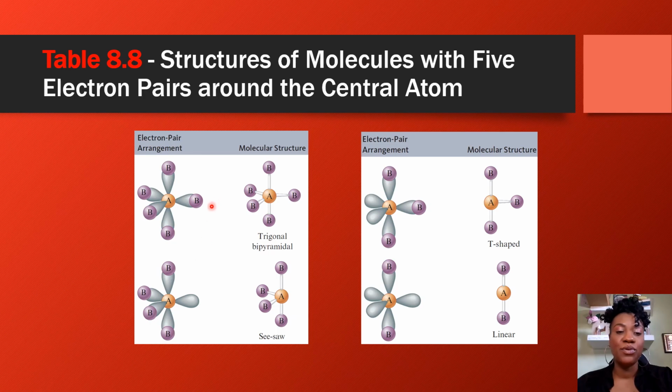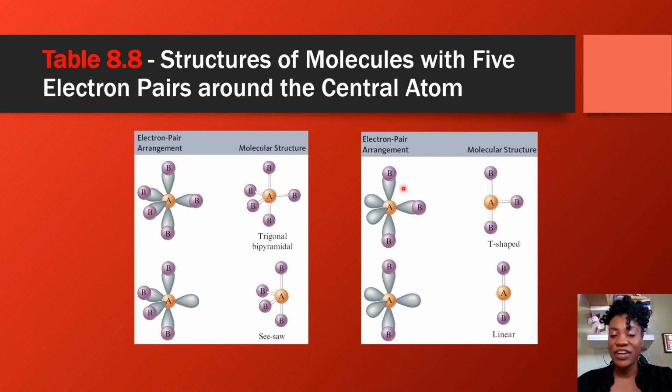Here's another example with a steric number of 5, where there are 5 electron pairs around the central atom. If we have 5 bonding pairs around the central atom, then we call that molecular geometry trigonal bipyramidal. If we have 1 lone pair, and we're now looking at just the bonding pairs, the electron pair geometry is still trigonal bipyramidal, but our molecular geometry changes to what we call the seesaw. And if you look here, it looks just like a seesaw.